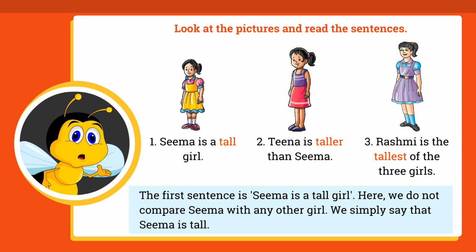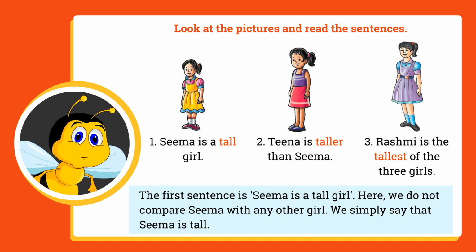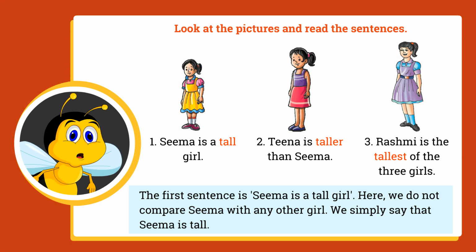The first sentence is Seema is a tall girl. Here, we do not compare Seema with any other girl. We simply say that Seema is tall.